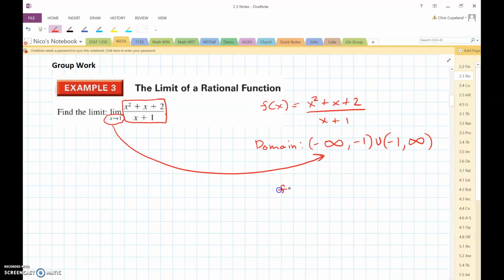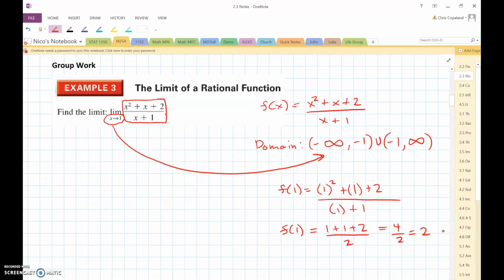So I can use direct substitution, so I can do f of 1 equals 1 squared plus 1 plus 2 all over 1 plus 1. If I evaluate this, this is going to be 1 plus 1 plus 2, which is 4, and 1 plus 1 is 2, so this would be equal to 2. So we would write the limit of this function is equal to 2 as x approaches 1.